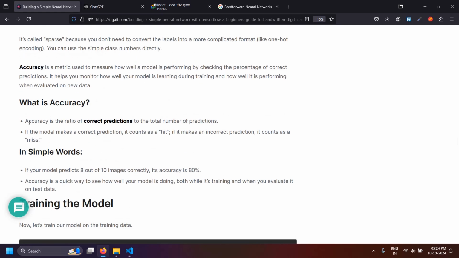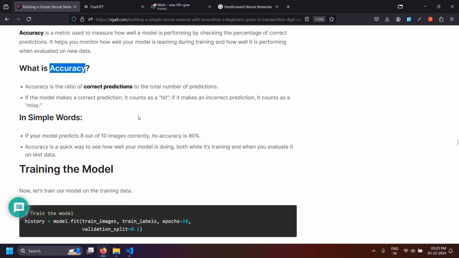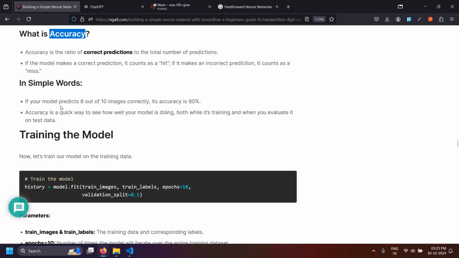Okay, so you will ask me, what is accuracy? Accuracy is the ratio of correct predictions to the total number of predictions. If you are making 100 predictions, how many are you getting correct? This is what accuracy is. When the prediction is correct, it counts as a hit. If incorrect, it counts as a miss. This is what happens, hit and miss, in accuracy. In simpler words, if your model predicts 8 out of 10 images correctly, its accuracy is 80%.